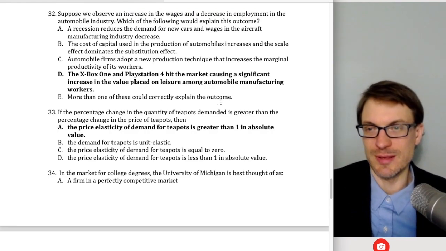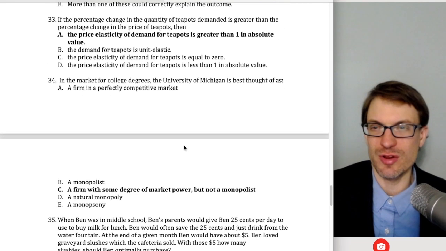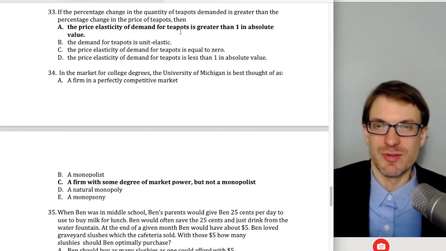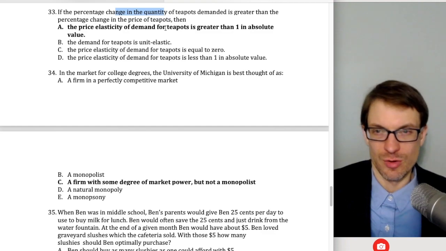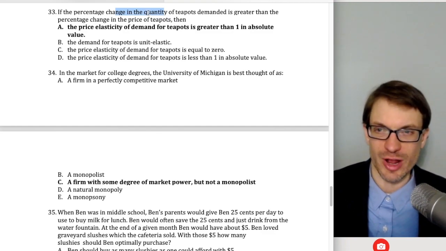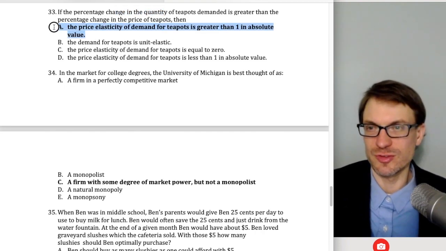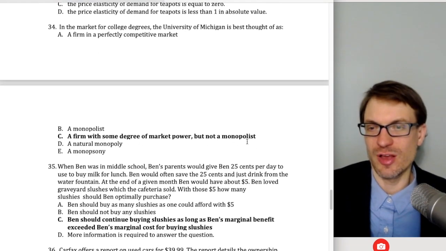If the percentage change in the quantity of teapots demanded is greater than the percentage change in the price of teapots, price elasticity of demand is greater than 1 in absolute value, right? The price elasticity of demand is the percentage change in quantity divided by the percentage change in price. So if the percentage change in quantity is bigger, the numerator is larger than the denominator. That'll give us a fraction bigger than 1 in absolute value. So that's this.